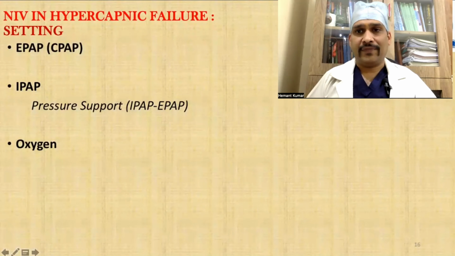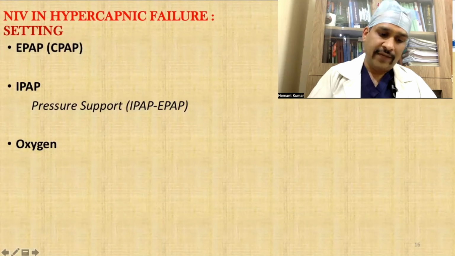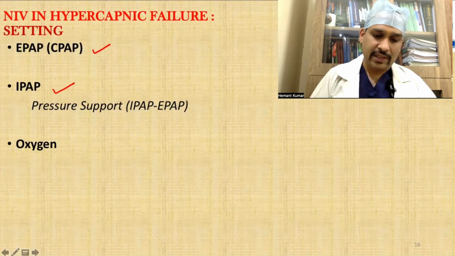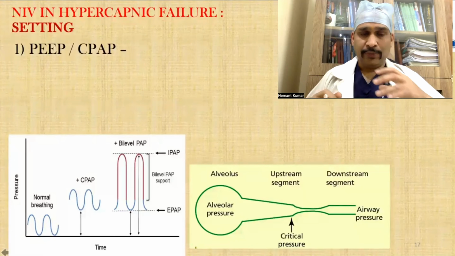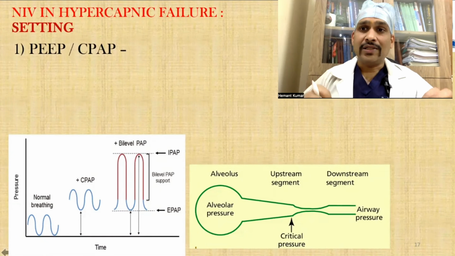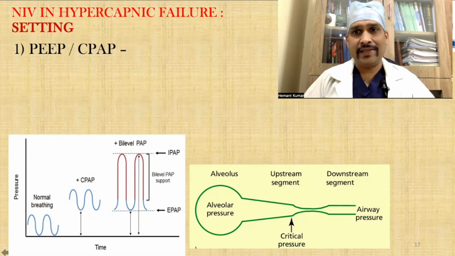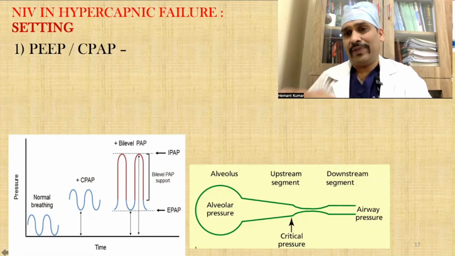So now coming to settings, as I told in my previous lectures, in NIV we have EPAP, that is expiratory positive airway pressure, IPAP, inspiratory positive airway pressure, and oxygen. Okay. So what is EPAP? EPAP is equivalent to CPAP, meaning it is not letting the airway close at the end of expiration. If you forgot, please go to my lecture on NIV, then you will understand better. So what does CPAP do? CPAP is not letting the airway close at the end of expiration.